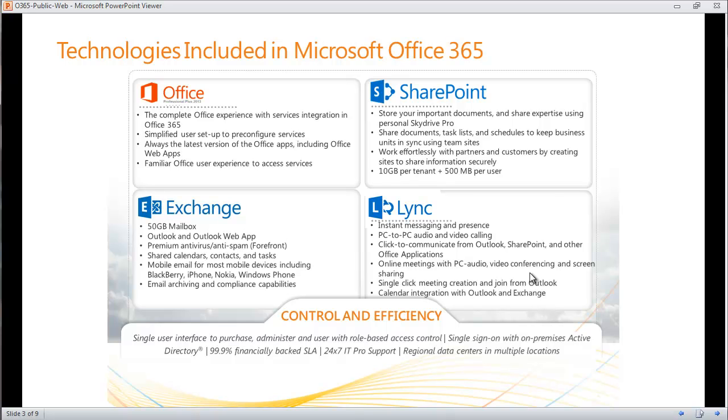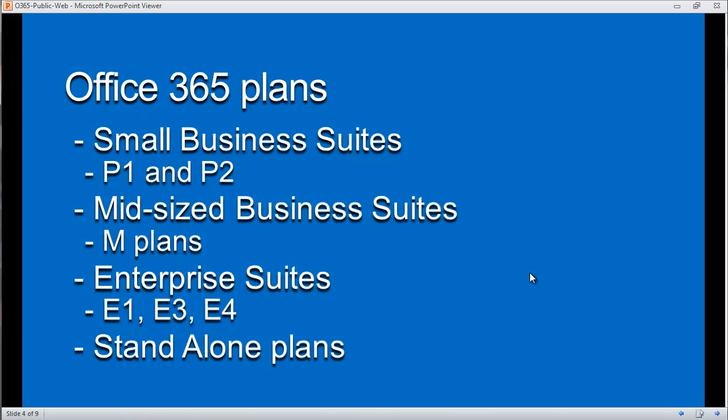So a quick overview of what Office 365 is. It's a number of services delivered from Microsoft via their data centers. These products include Exchange Online, Lync Online, SharePoint Online, and also the ability to have Office desktop applications installed from the product. Okay, so the Office 365 product has a number of different plans.